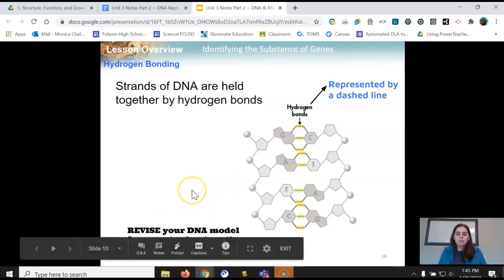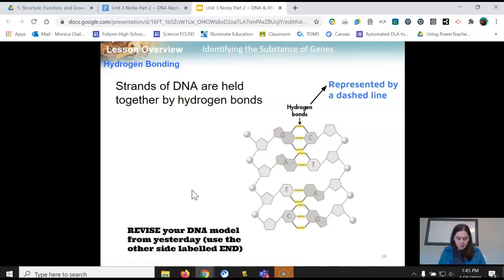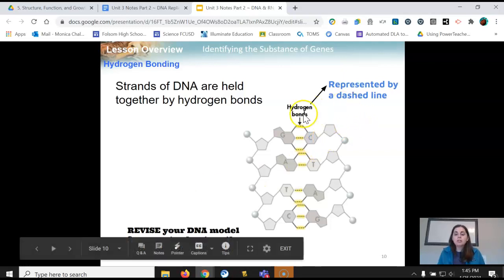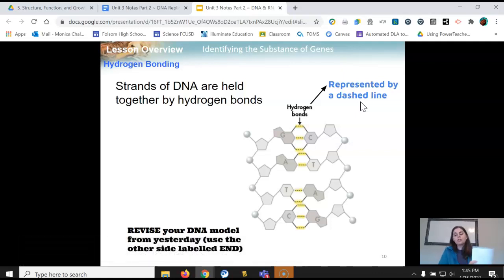We're not doing the DNA models, so this is instructions for in class if we were going to be doing that, okay? So also, one more thing to note, hydrogen bonds are represented by a dashed line. It is not a super strong bond, certainly not as strong as a covalent bond or an ionic bond, and those are ones you will talk about when you take chemistry, okay?